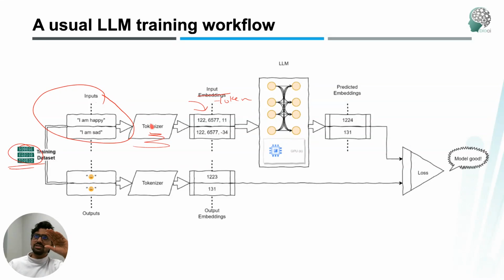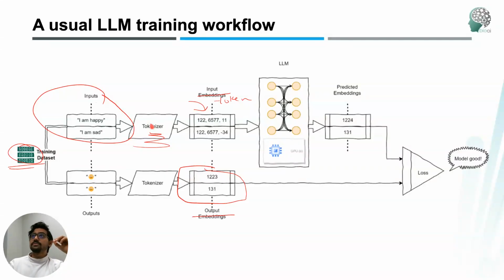And these tokenizers also depend on the model that you're using. For example, Google will use a particular tokenizer, but Microsoft and Meta will use some other tokenizer. Similarly, the outputs, which are usually also text, pass through the same tokenizer and get converted to similar tokens, again not embeddings. And then this is essentially the ground truth that we are trying to predict.